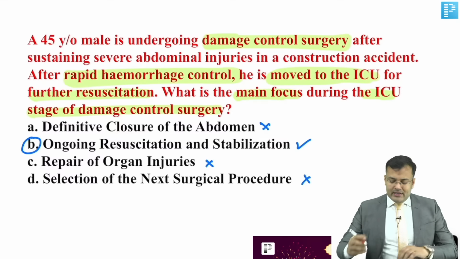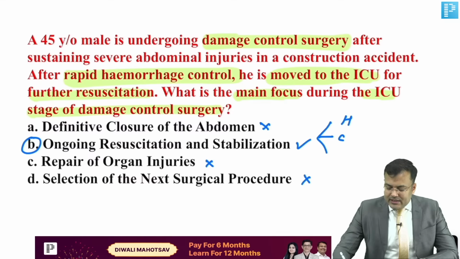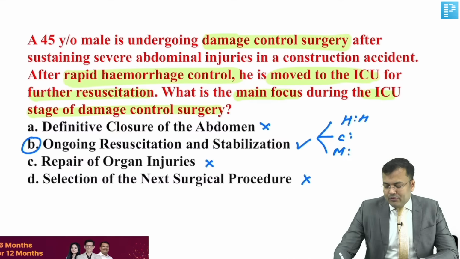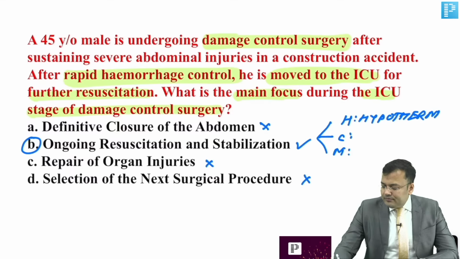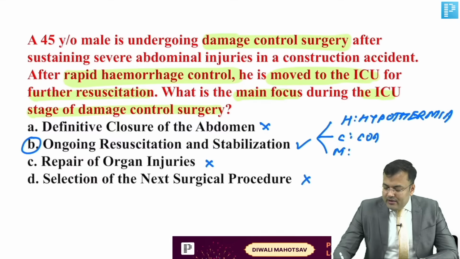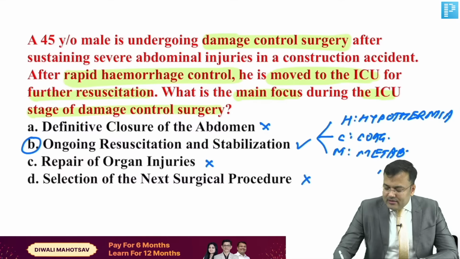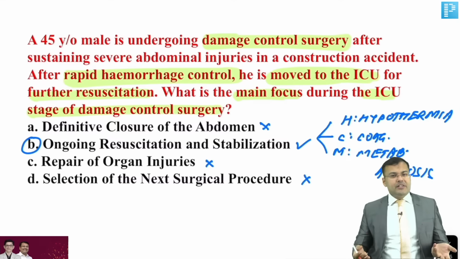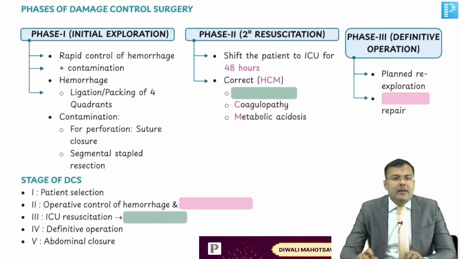The patients who are unstable have the trauma triad of death. How to remember? The mnemonic is HCM. They have hypothermia, coagulopathy, metabolic acidosis. We have to correct these after controlling hemorrhage and contamination. That is why we shift the patient to ICU. Guys, this is very important, especially in INI-CET.